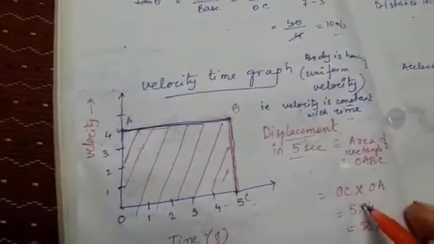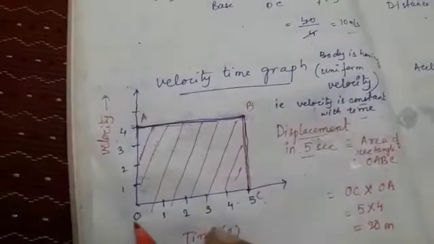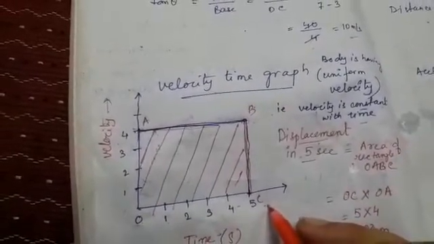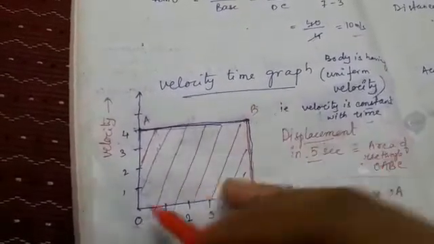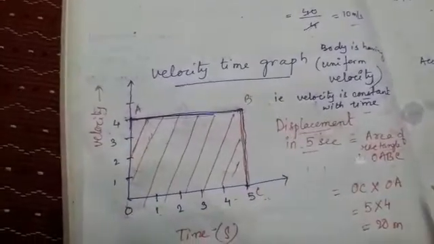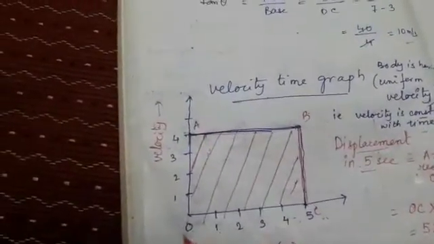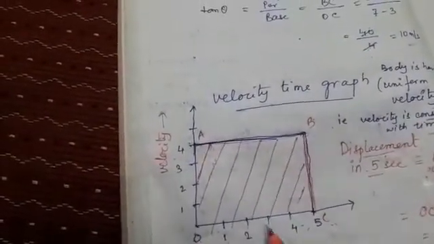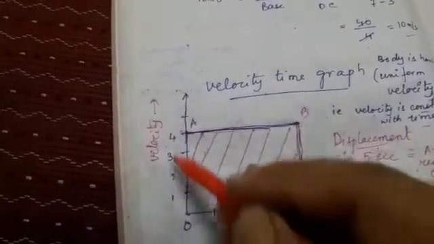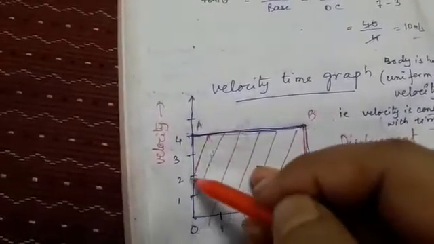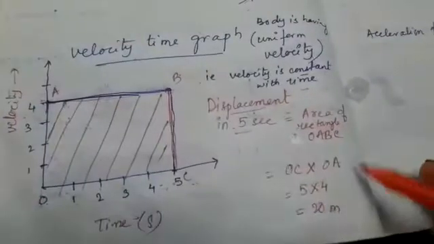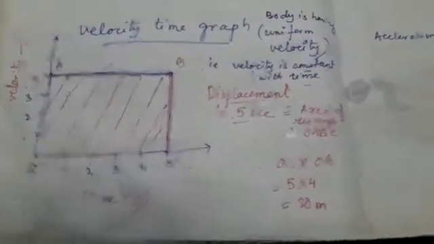Now, area of rectangle, we know, is length into breadth. So length is OC into breadth. Breadth is BC or OA, whatever. So length is 5, see 0, 1, 2, 3, 4, 5. The length, and breadth is 4, 1, 2, 3, 4. So 5 into 4, that is 20 meter will be the displacement.